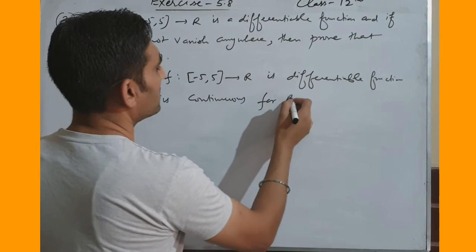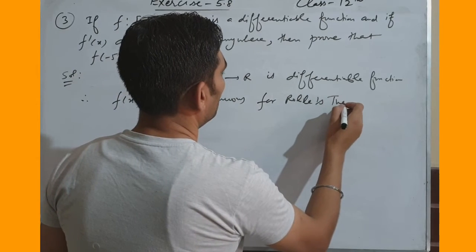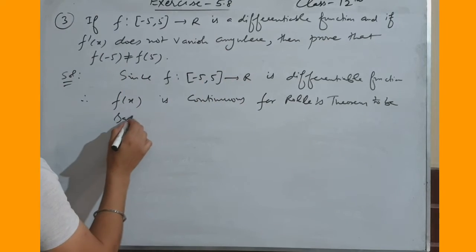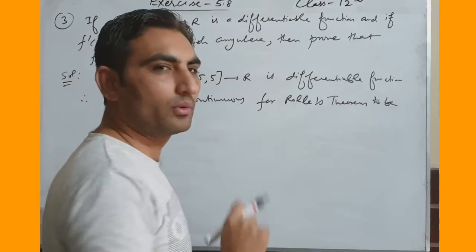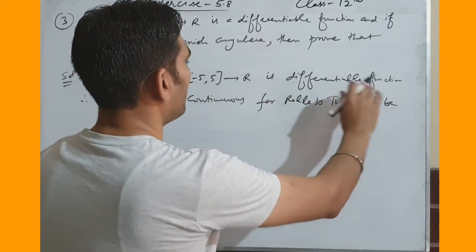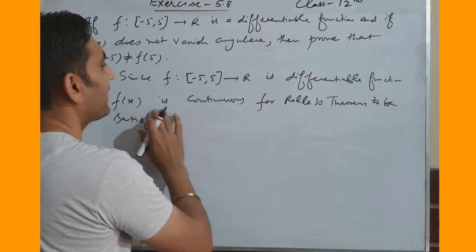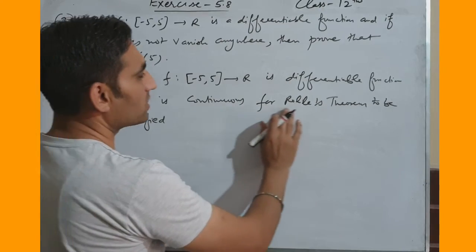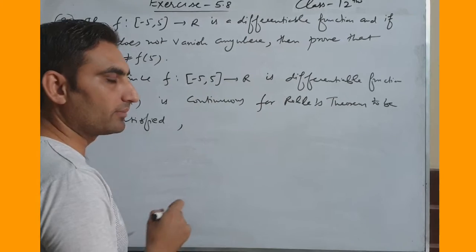For Rolle's theorem to be satisfied, why am I writing this? We write differentiability after continuity. So if it is differentiable, we have to write, for Rolle's theorem, that f(x) is continuous. So f(x) is continuous for Rolle's theorem to be satisfied. Then we write one more thing.